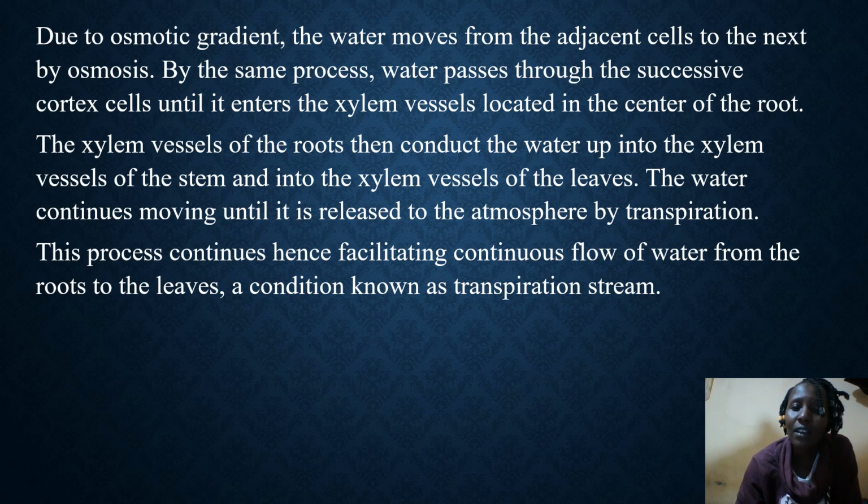of the roots. The xylem vessels of the roots conduct the water up into the xylem vessels of the stem and into the xylem vessels of the leaves. The water continues moving until it is released to the atmosphere by transpiration. This process continues, hence facilitating continuous flow of water from the roots to the leaves, a condition known as the transpiration stream.